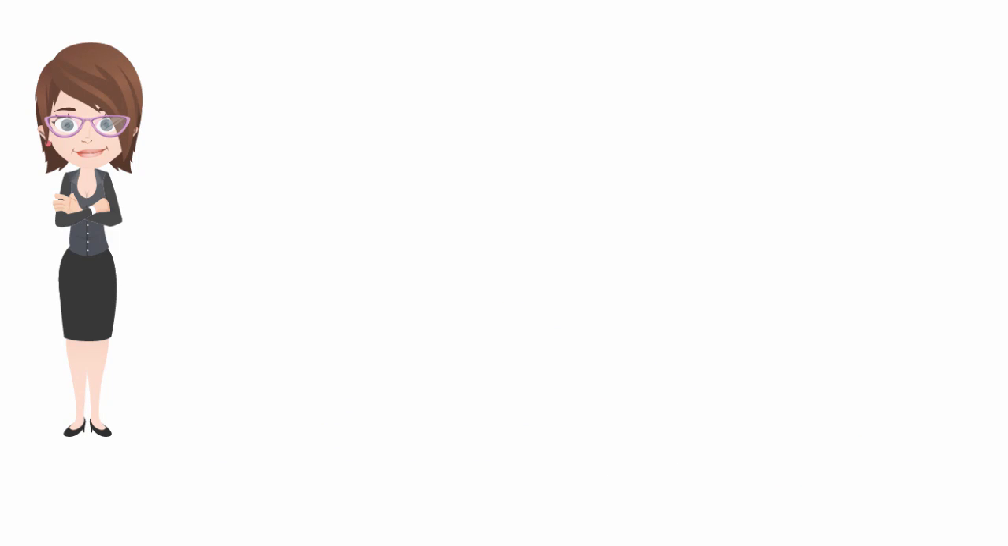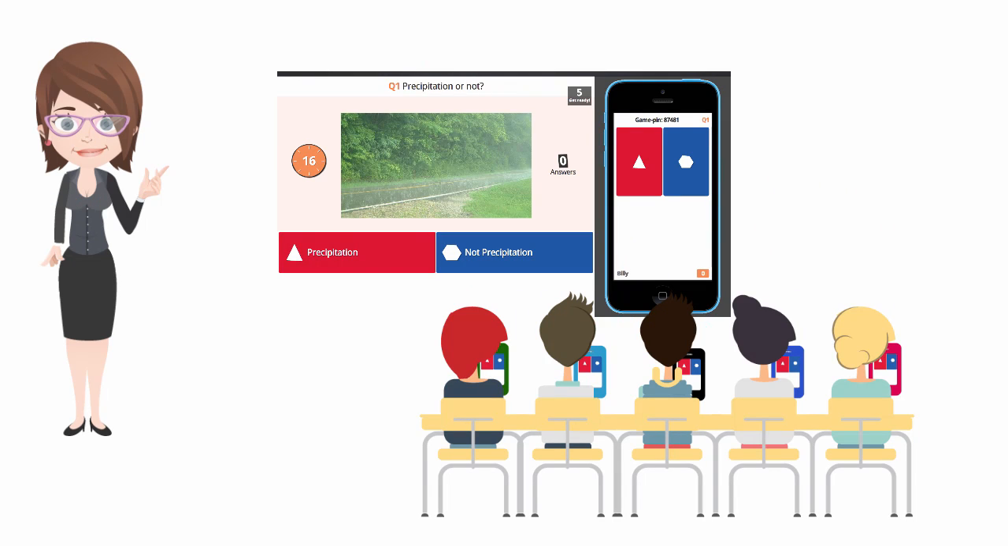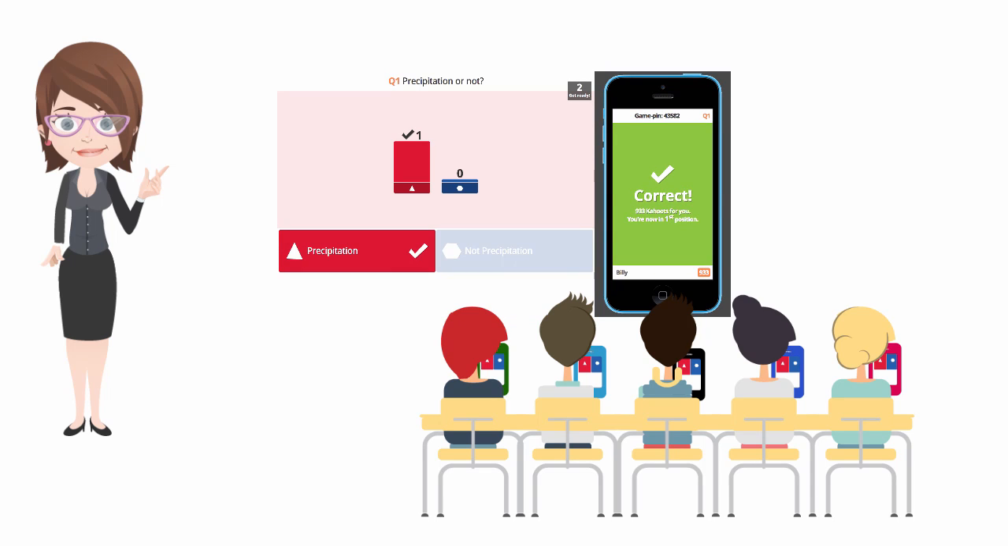So Mrs. Smith uses Kahoot to check for understanding. She has prepared a game in Kahoot where students are shown various images and they decide if the image represents precipitation or something else. Using this method, Mrs. Smith can quickly address any lack of understanding about precipitation while keeping all students engaged in learning.